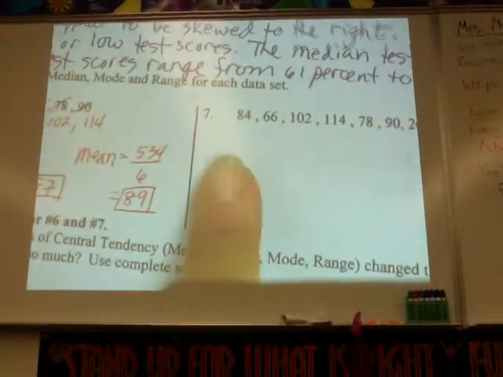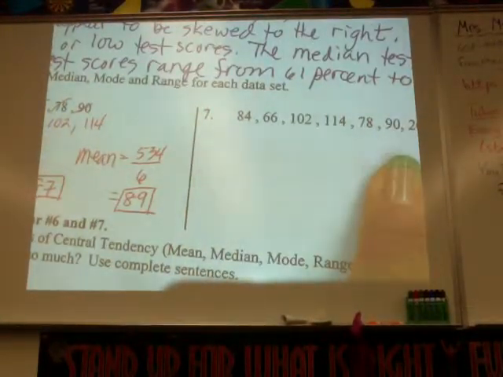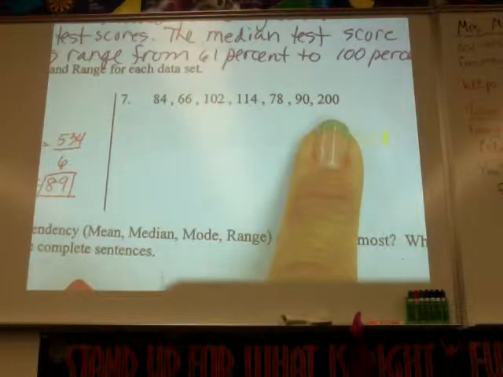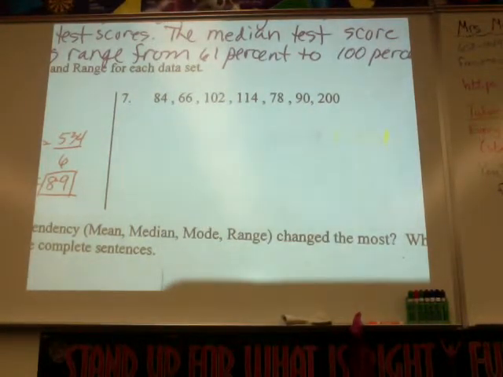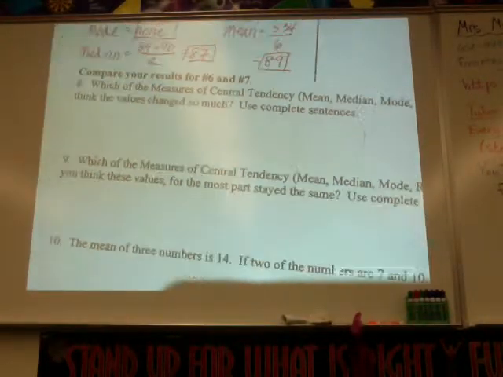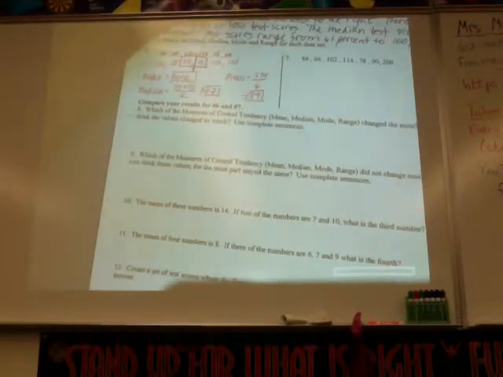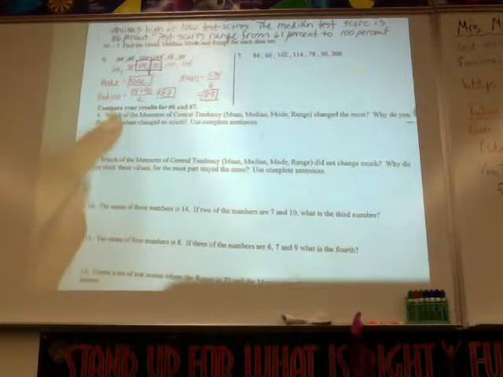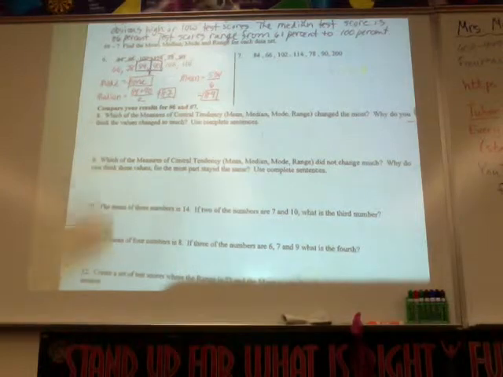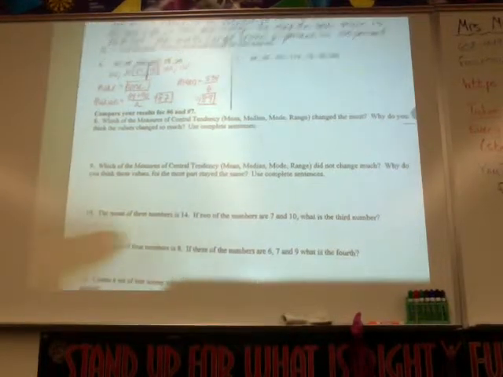Now what you're going to notice about this data, isn't it exactly the same, but they've added what? 200 to it. Is 200 far away from 114? 200 is an outlier. You're going to see that that outlier is going to affect your mean. So the questions below down here are going to compare your results for 6 and 7. So I want you to use your best brain and try to answer these questions, okay, based upon that. And then let's talk about these ones down here.